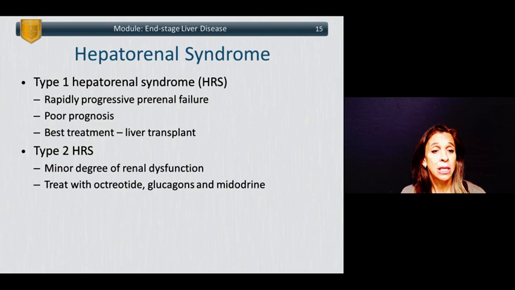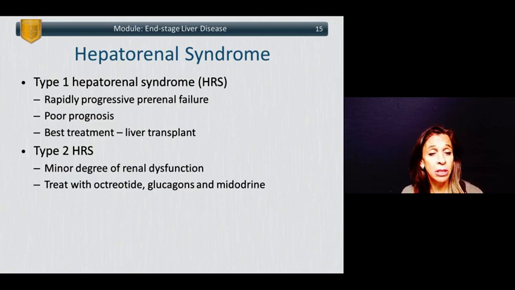There's two types. Type 1 hepatorenal syndrome is rapidly progressive. It's pre-renal failure. It has a very poor prognosis, and usually the only effective and the best treatment is emergency liver transplantation. The presence of this condition usually moves the patient up to the top of the transplant list.